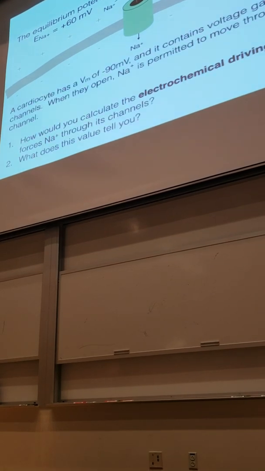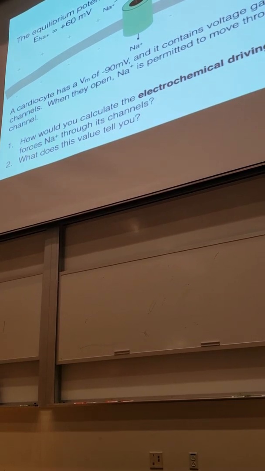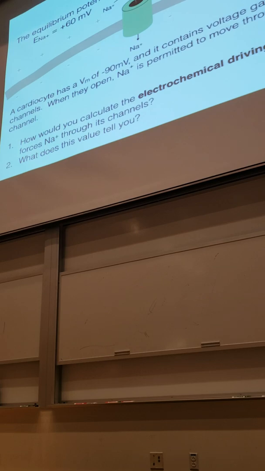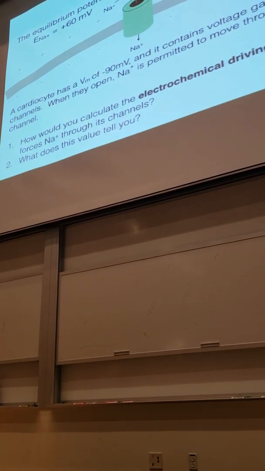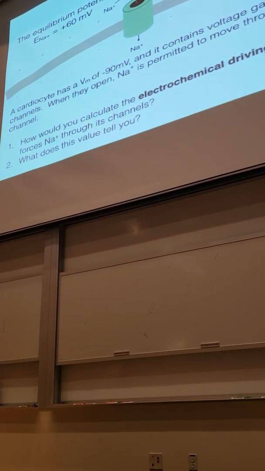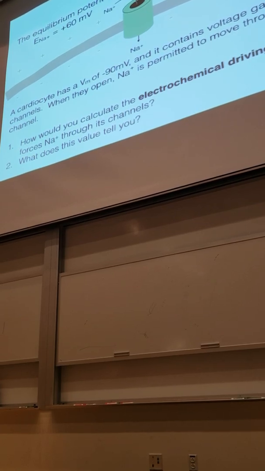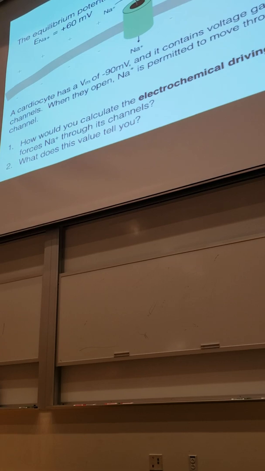So if we've got a cardiocyte, a heart muscle cell, at minus 90 millivolts, and this is what we'll see Thursday. It contains voltage-gated sodium channels. When they open, sodium is permitted to move through the cell membrane. Remember, we've got a resting membrane potential at minus 90, and an equilibrium potential for sodium that is very, very different.